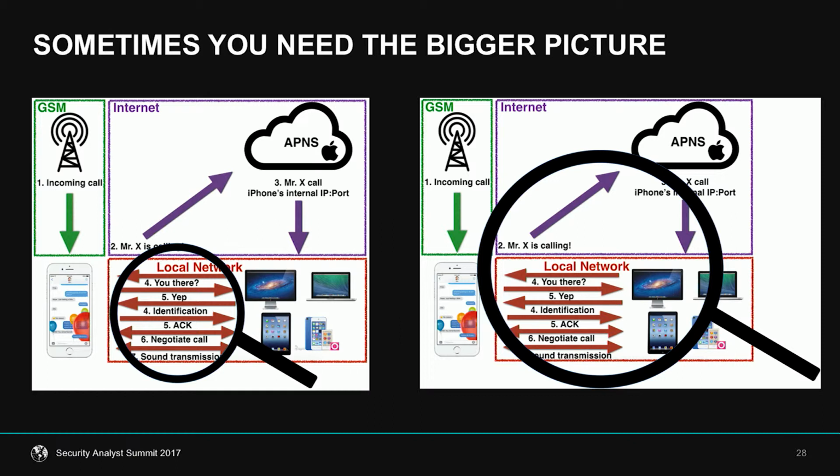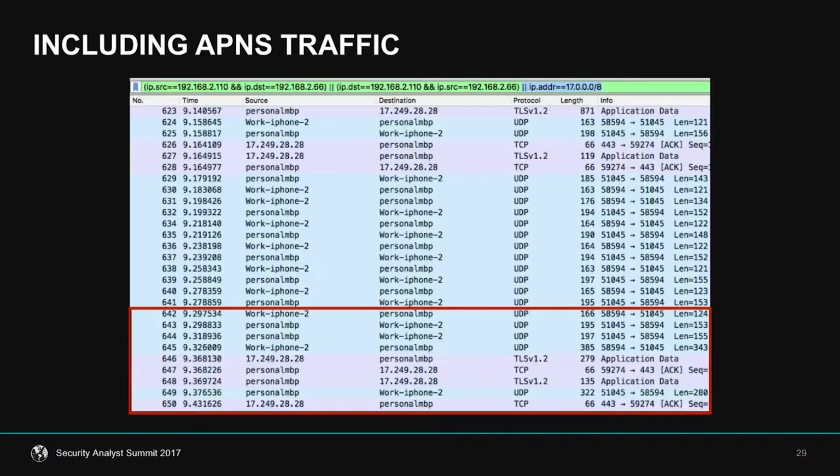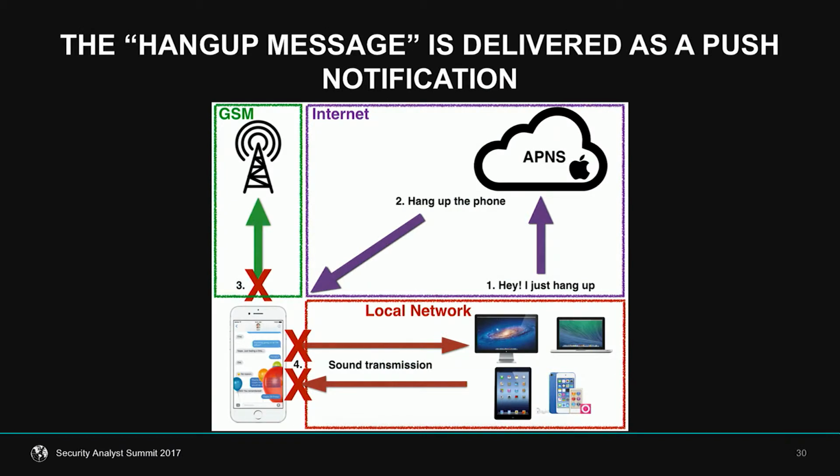So what I did is I included the traffic to the Apple push notification server in my trace. And that's exactly what I did here. And what you see here is the moment where I hang up. I don't know if you can notice on the colors, but suddenly when I hang up, there is actually a couple of packets sent to Apple. And this is very interesting, because what is really happening?